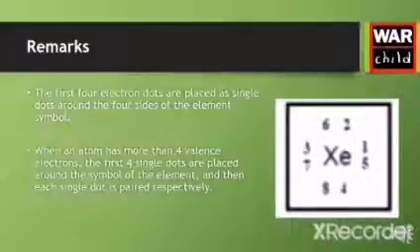When an atom has more than four valence electrons, the first four single dots are placed around the symbol of the element, and then each single dot is paired respectively, as we see in this picture in front of us.